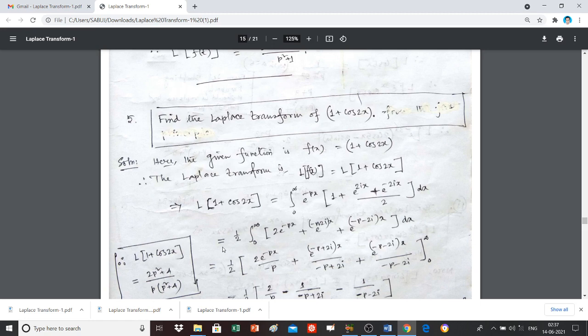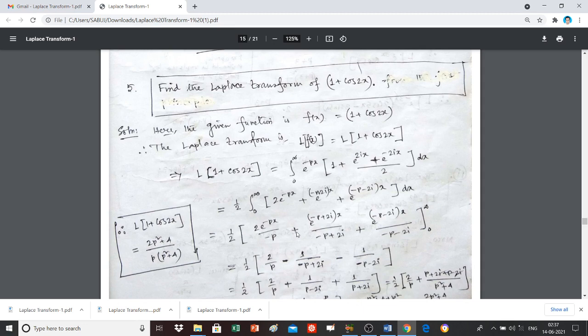Then dx is there. After that this half is taken here, and if this is taken as common, then this should multiply this here. So that is half, integral 0 to infinity, then 2 e to the power minus px from this term, and after that this term and this term will give you e to the power minus (p plus 2i) x, plus this term and this term will give you minus (p minus 2i) x dx. Just simplification, nothing is difficult here. Only simplification is carried out here.